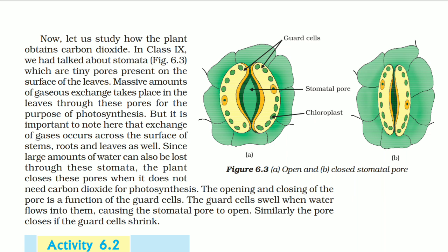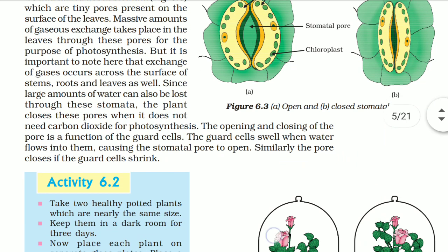The guard cell swells when water flows into them, causing the stomata pore to open, right? Similarly, the pore closes if the guard cell shrinks. So this is how it happens, right? When the guard cells are filled with water, they open, and when they lose the water, they shrink.